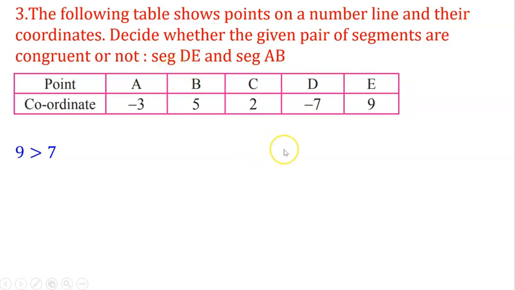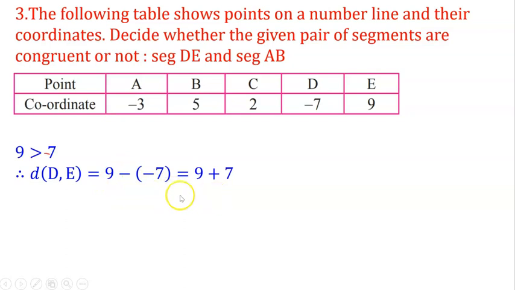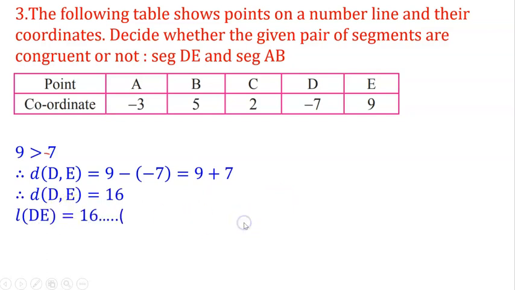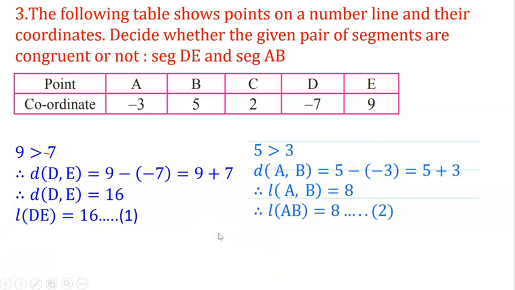The coordinate of D is -7 and E is 9. Now here 9 is greater than -7. Therefore, the distance DE is equal to 9 minus in bracket -7. This minus minus will become plus. 9 plus 7 is equal to 16. Therefore, distance DE is equal to 16, that is the length of DE is equal to 16. This is the first one. Next, we'll find out the length of segment AB.